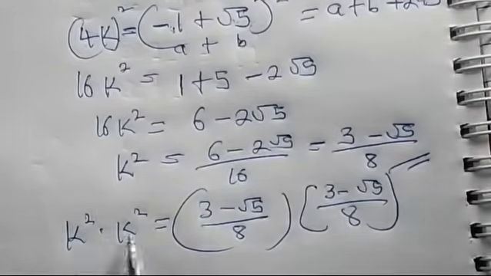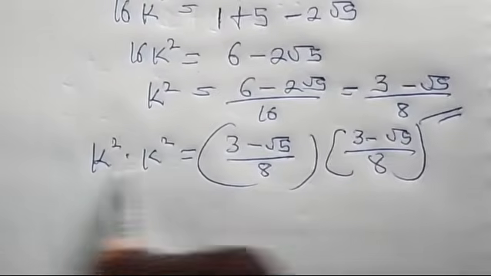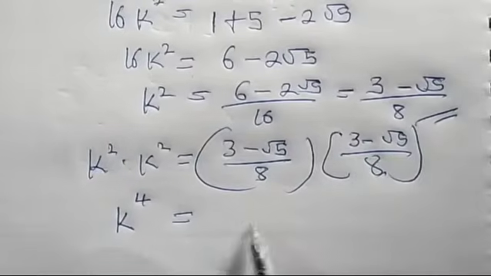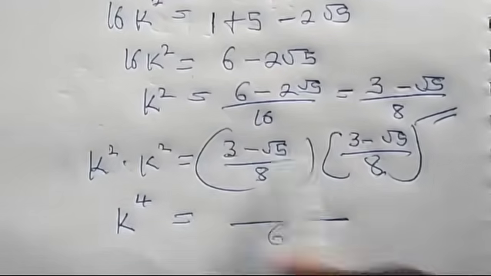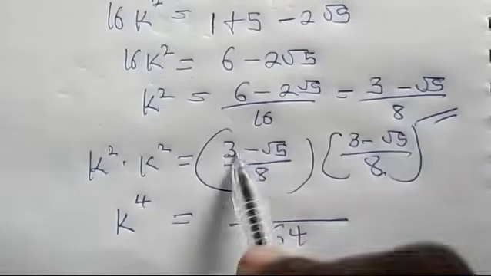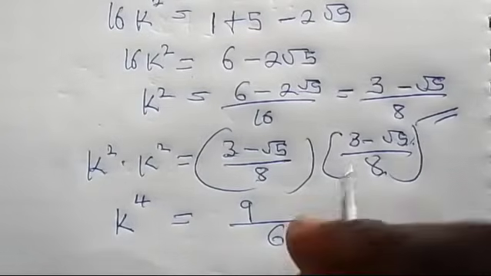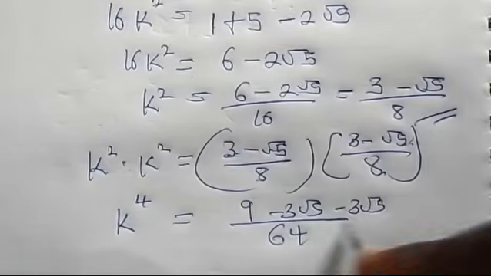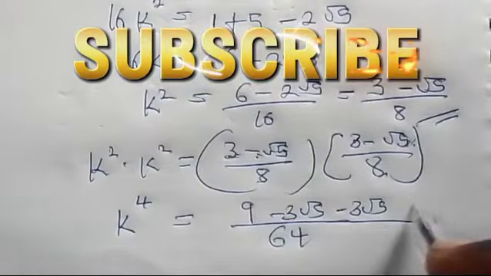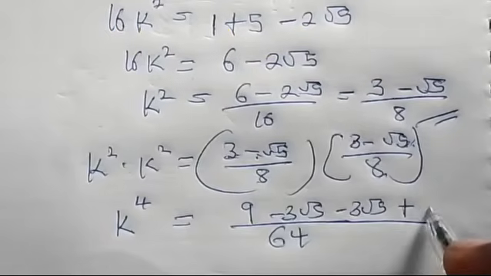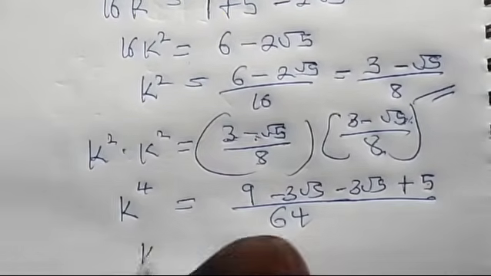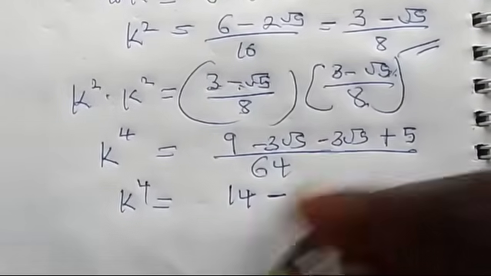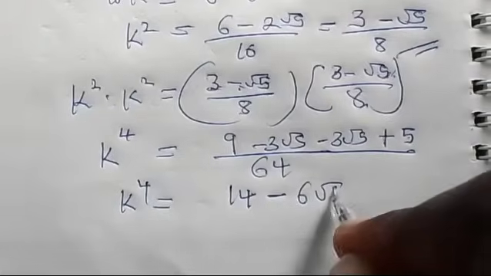So recalling the property of indices, when you have a number with the same base multiplying each other, you add the power. So we have k raised to the power of 4 is equal to, here 8 times 8 is 64. So 3 multiplied by 3, that's 9. 3 multiplied by root 5 is going to give us minus 3 root 5. Same way here, we are going to have minus 3 root 5. And here, minus root 5 multiplied by minus root 5, that's going to give us plus root 5 squared, which is 5. So we have k raised to the power of 4 to be equal to, here we have 14 minus 6 root 5 over 64.